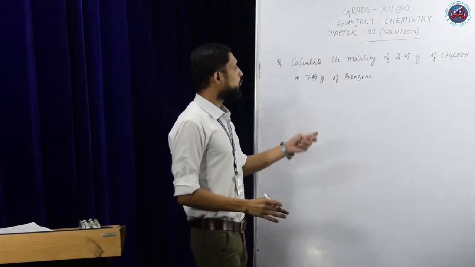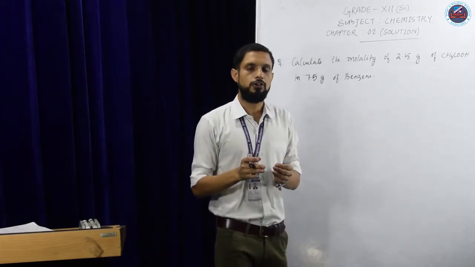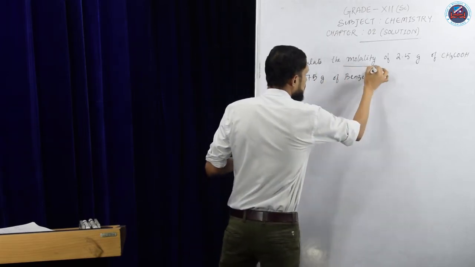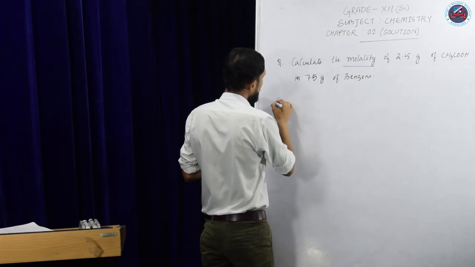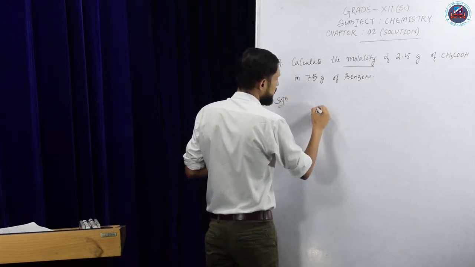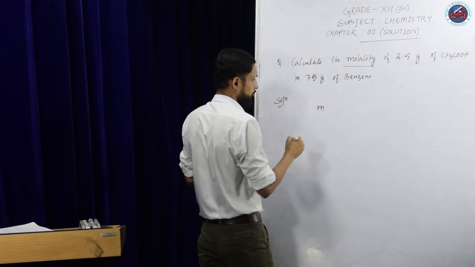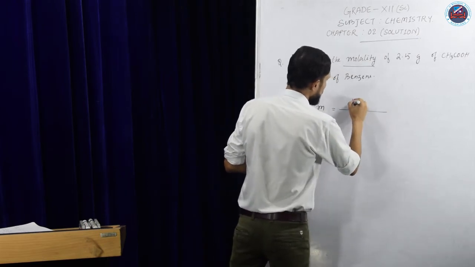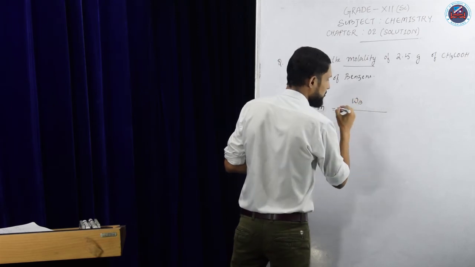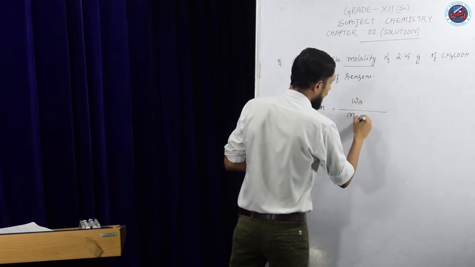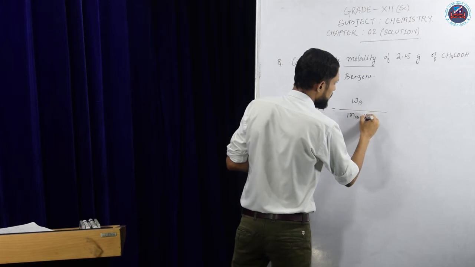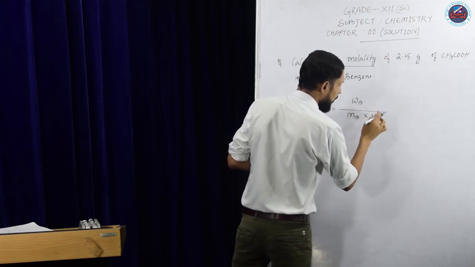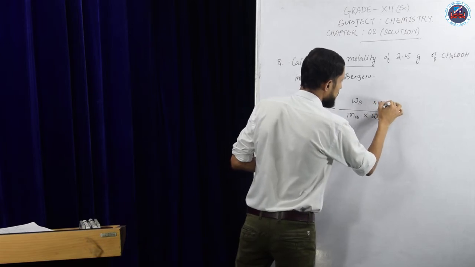So again, since we are going to do a numerical, the first thing you do, you write down the formula. You're asked to calculate molality, so you'll write down the formula of molality. So it's m, small letter m, represents molality, is equal to WB, that is mass of solute, by MB, molar mass of solute, multiplied by WA, that is mass of solvent, and is multiplied by 1000.